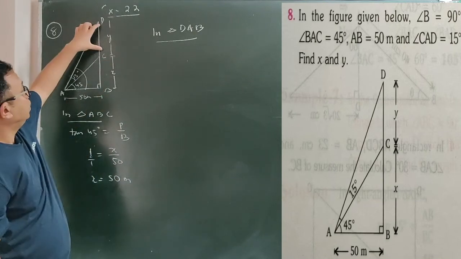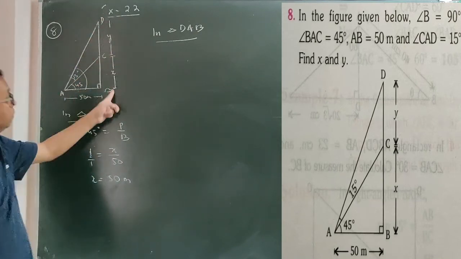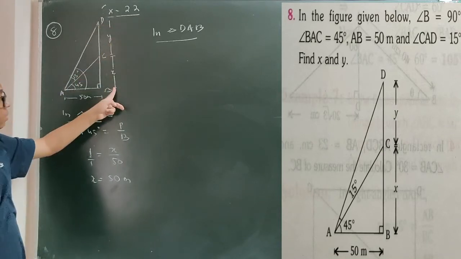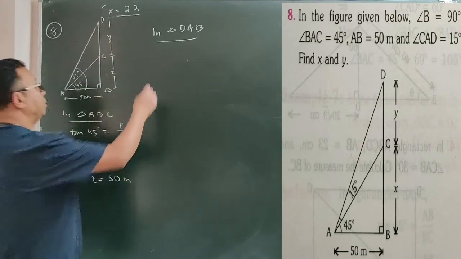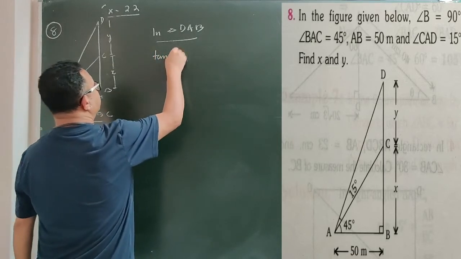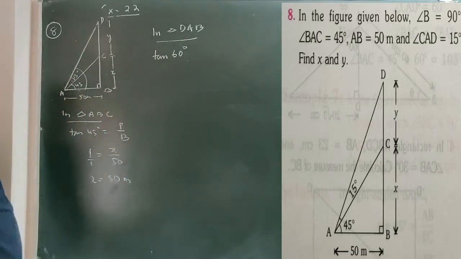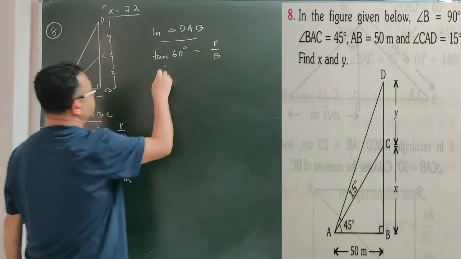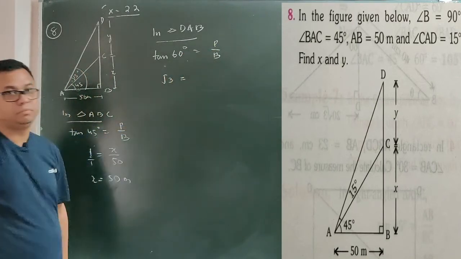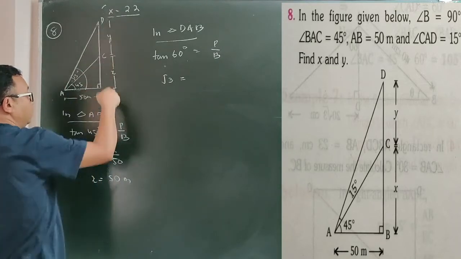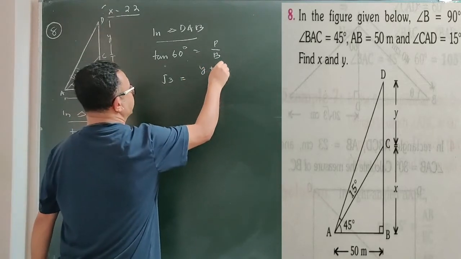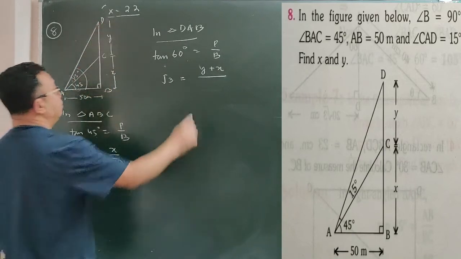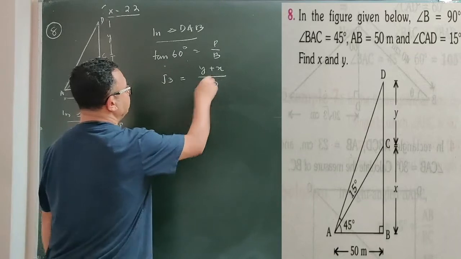And it's not possible to find only this. Let me find this full. This full, that is y plus x, becomes opposite to the given angle, so it becomes perpendicular. This is base. So perpendicular base means again tan. So tan 60 degree, because 45 plus 15 is 60 degree, is perpendicular by base. Tan 60 value, you know that is root 3. Perpendicular means full, which is y plus x. So y plus x is total perpendicular. And base is what is 50.